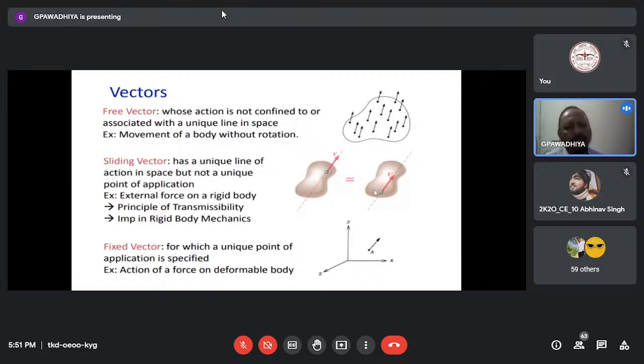Such kind of vectors are called sliding vectors. We'll discuss this later, if required; somewhere we have to study this. The law of transmissibility will derive these values also. Suppose one vector V is reduced to V by 2 here and V by 2 here. They will produce the same effect on the body as a single vector. So this is the sliding vector.